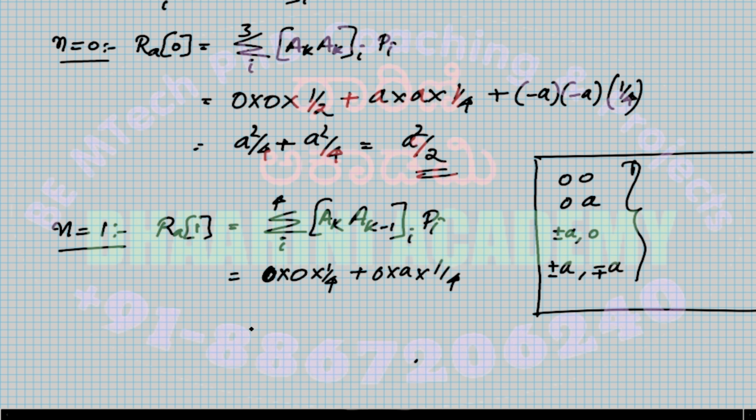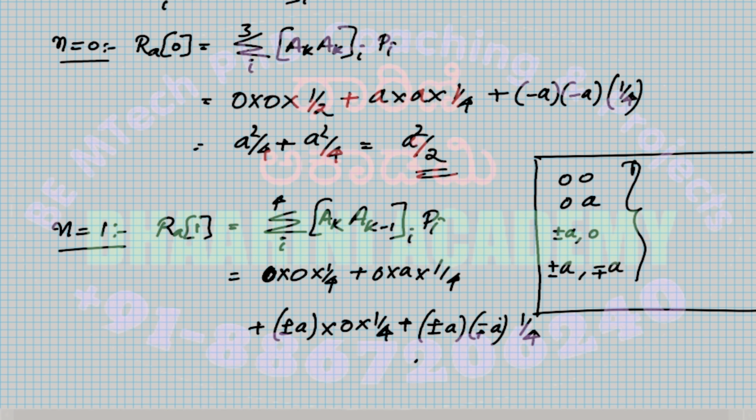Okay. The third one is plus. This is plus or minus A. Doesn't matter because you are multiplying by 0. Right. Into 1 by 4. Now you tell me what should I write for the last one, because this is plus. This is plus or minus A into minus or plus A into 1 by 4. Is it okay? What's the answer now?